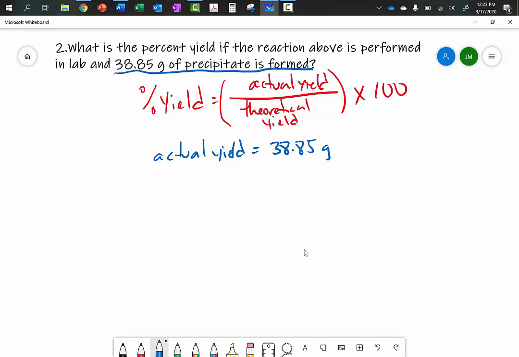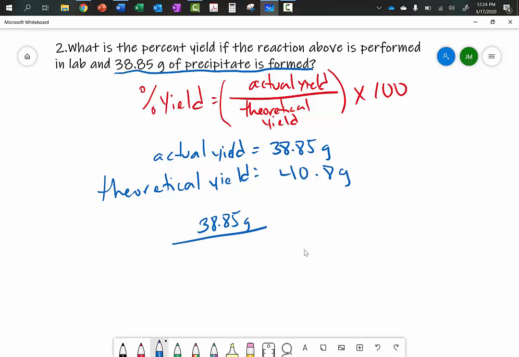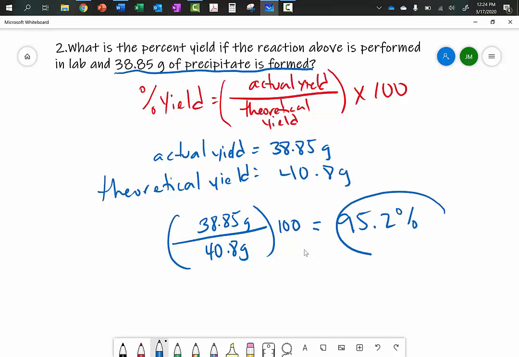Okay. My theoretical yield I figured out in the previous problem. And I figured that based on my limiting reactant, I was going to make 40.8 grams. Okay. So that again was based on stoichiometry. So this is again actual 38.85, theoretical is 40.8. So I can just plug it into my formula of 38.85 grams over 40.8 grams. Multiply this by 100. And my answer should end up being 95.2%. Okay, so that is my answer for number 2.